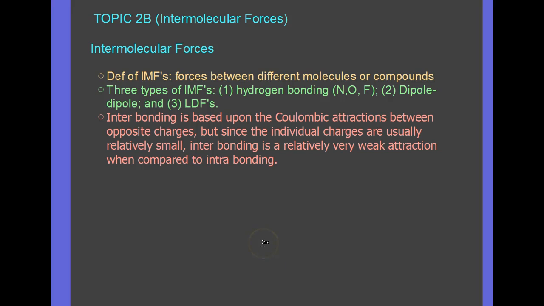So topic 2B, intermolecular forces, people. IMFs is what I like to call them. So the definition of IMFs: forces between different molecules or compounds. There's three types of IMFs. Hydrogen bonding, so N, O, or F, hydrogen interacting with N, O, or F. Dipole-dipole, and LDFs, London dispersion forces.